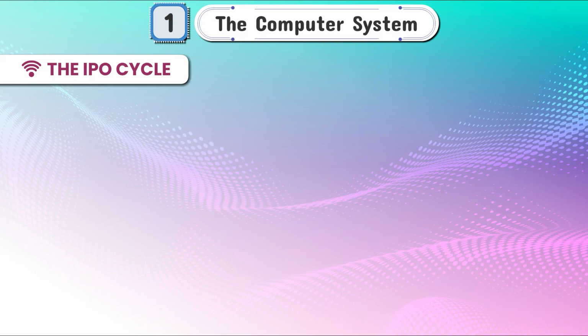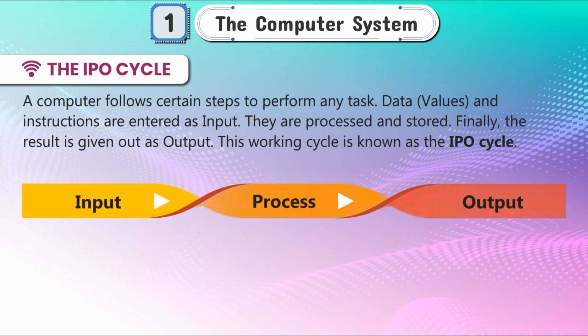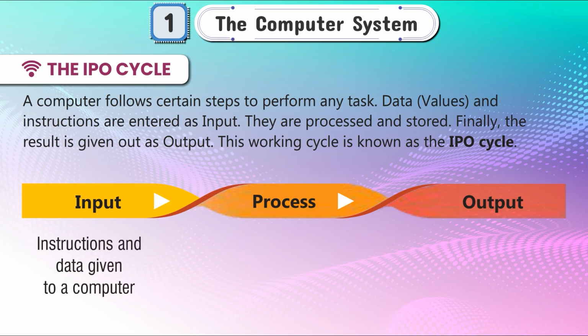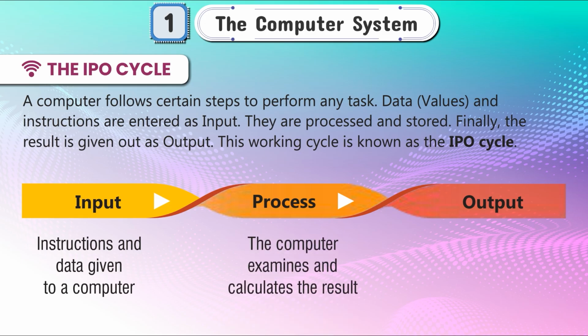The IPO cycle. A computer follows certain steps to perform any task. Data values and instructions are entered as input. They are processed and stored. Finally, the result is given out as output. This working cycle is known as the IPO cycle. Input: instructions and data given to a computer. Process: the computer examines and calculates the result. Output: the computer gives the result after processing.